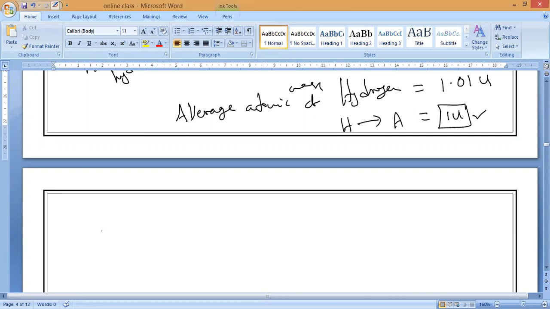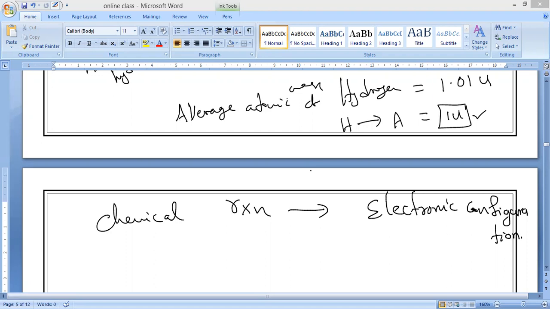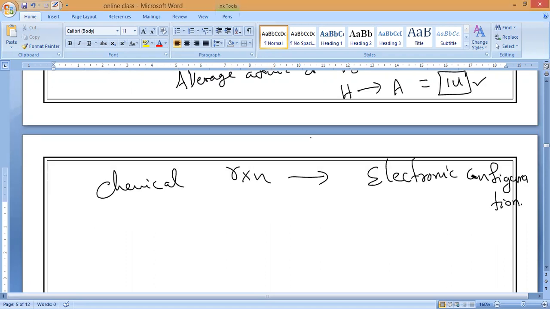Because a chemical reaction is followed by electronic configuration. Yes or no? Please respond. So electrons will decide what kind of chemical reaction will take place, either donating, receiving, accepting or sharing. So it depends upon the electronic configuration. Yes or no, Jayavashini? That is why the chemical reactions of every isotope are the same. They have identical chemical properties. That is what you have to remember. So all the isotopes of an element have identical chemical properties.